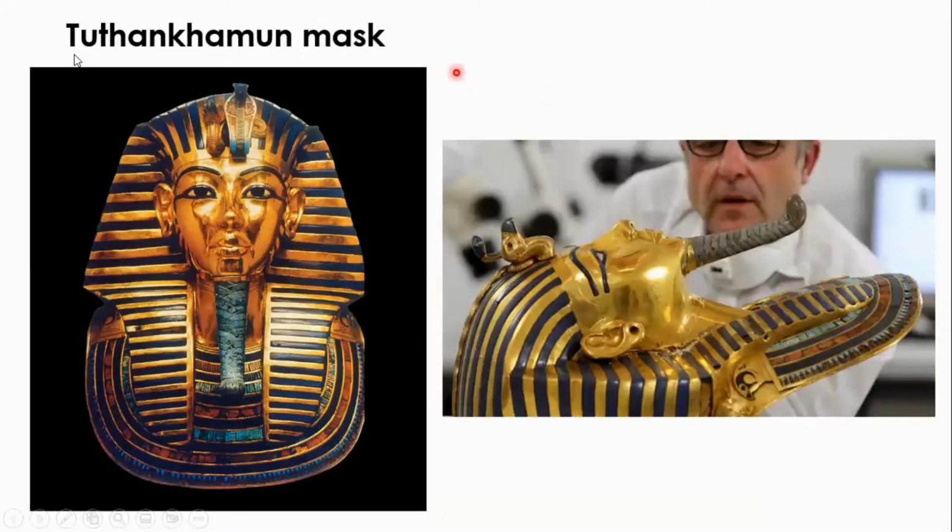This is King Tut's mask. This is his death mask. So after the mummy was put on, this was created. They would put this mask on top, and this is actually fully gold. This whole thing is made of solid gold.